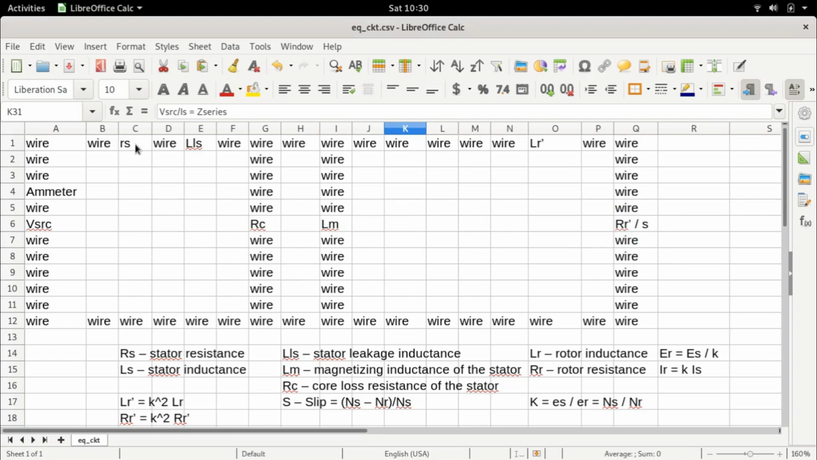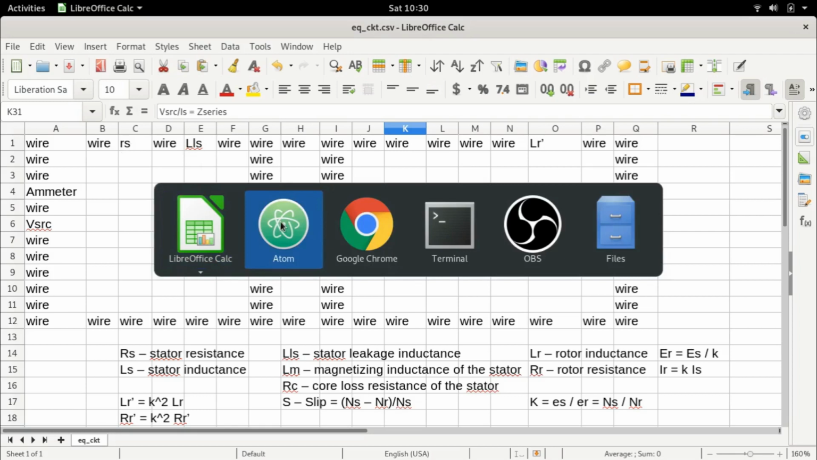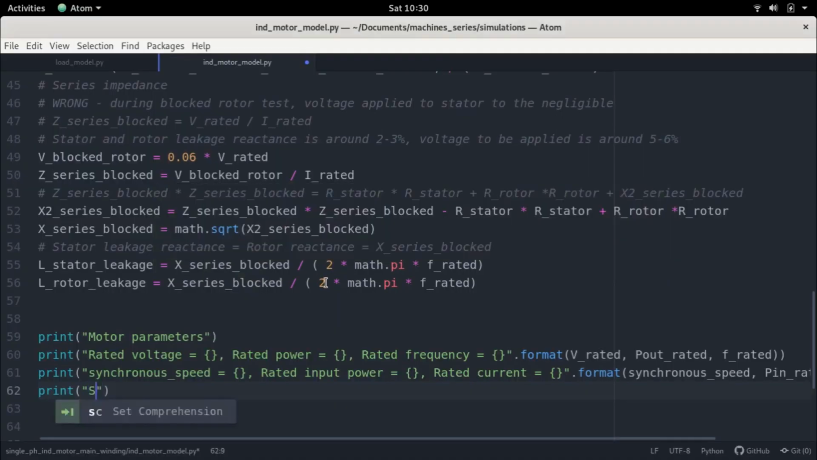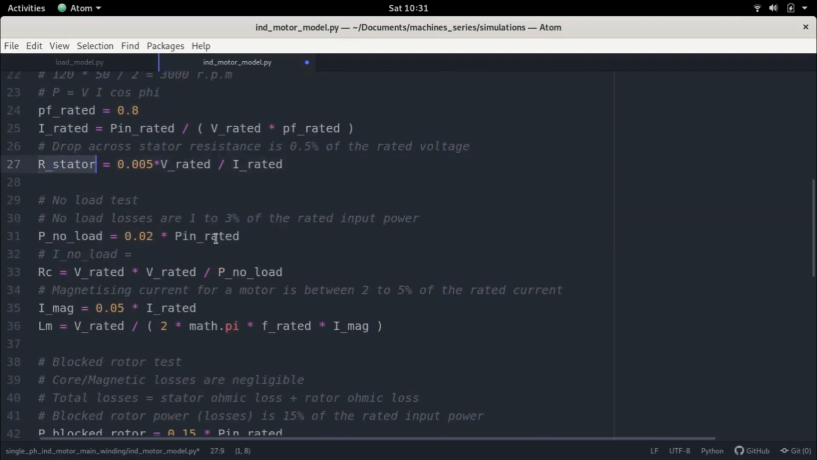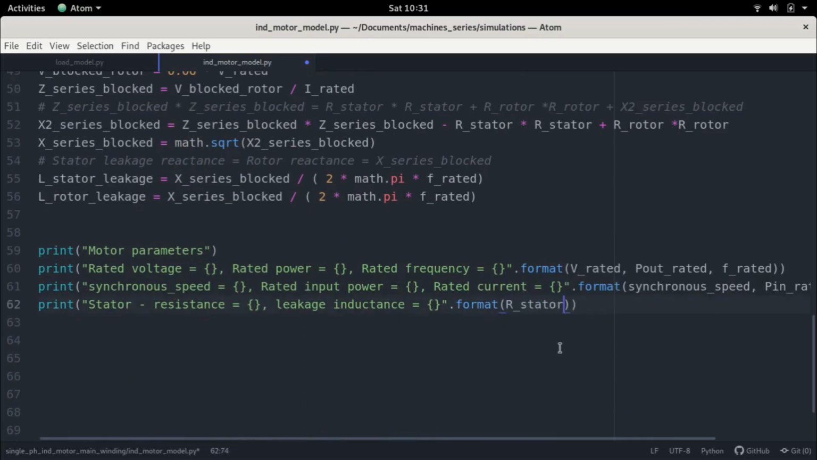So first is the stator. So let's print out the stator resistance and the stator leakage reactance or leakage inductance. So we'll say stator resistance is equal to, leakage inductance is equal to, and here we can again use the format command, and let's see what these are. These are R stator and this is L stator leakage.